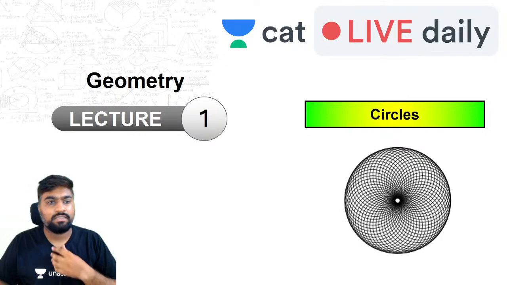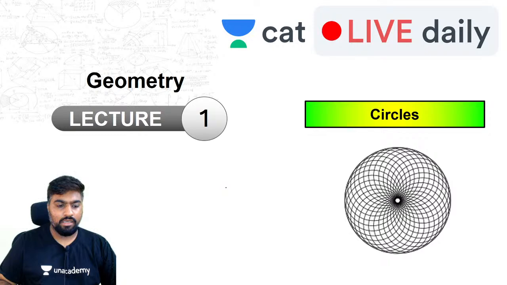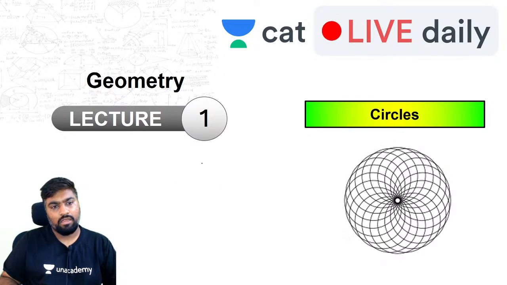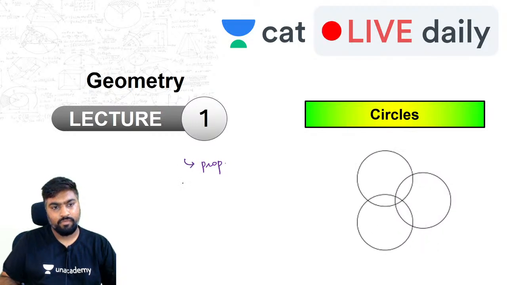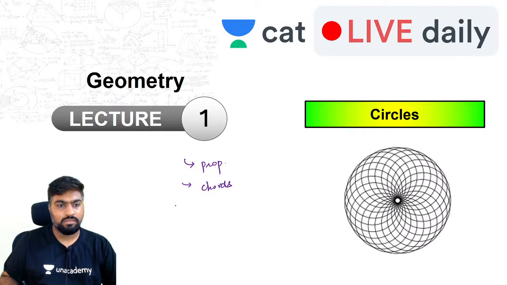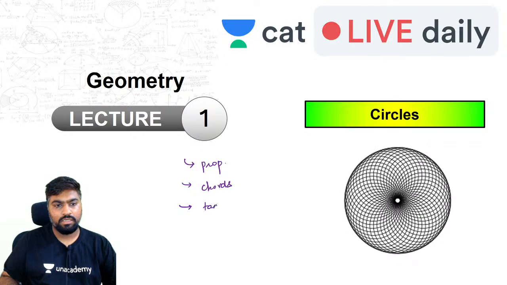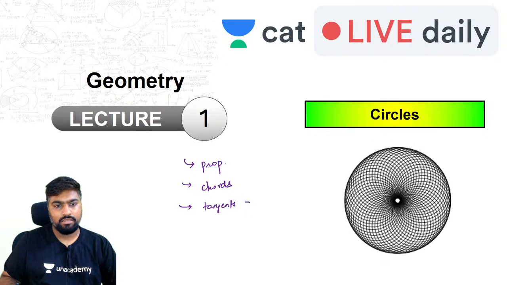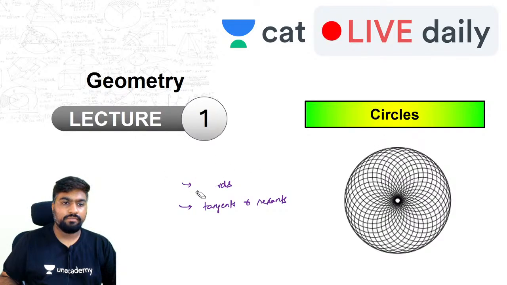Okay, this is our first lecture on circles. Today what we are intending on covering are properties of circles. We'll be looking at different properties of chords, some theorems relating to that, some theorems relating to tangents and secants as well. Yeah, so this is today's agenda.